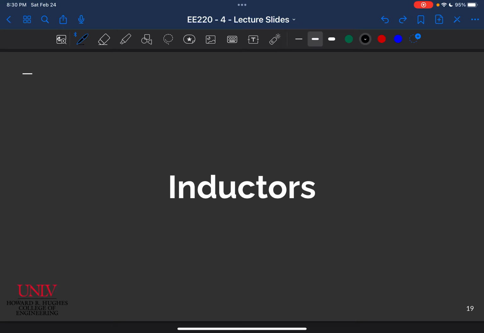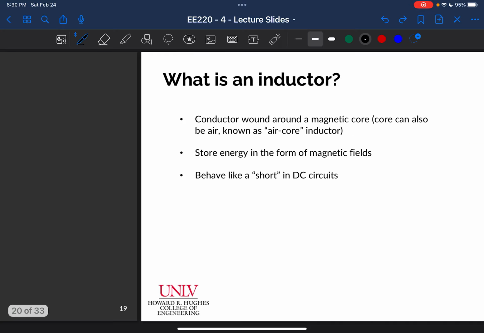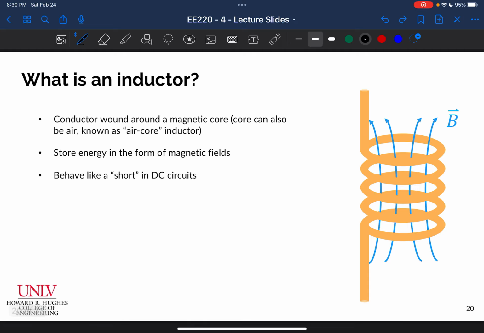Inductors behave as a complementary component to capacitors, and so let me just get right into explaining what an inductor is. Similarly to how I explained what a capacitor was, I have a picture here to show you what an inductor looks like. So let me go ahead and grab my highlighter. So an inductor is a conductor. Sorry for all the words that sound the same. It's a conductor that is wound or wrapped around a magnetic core.